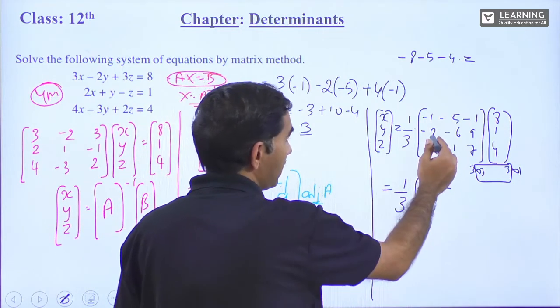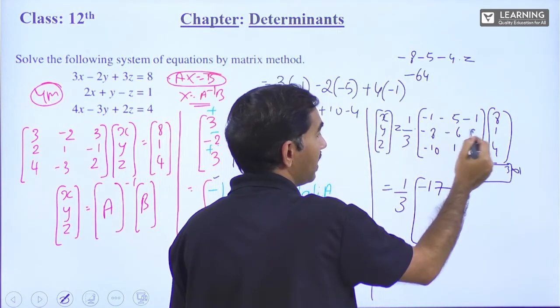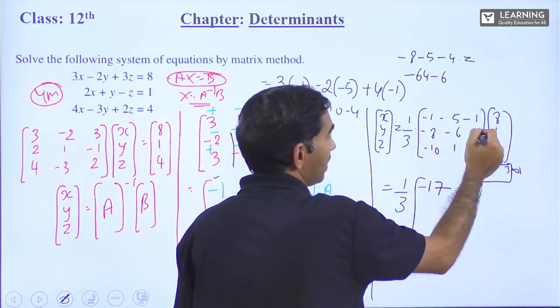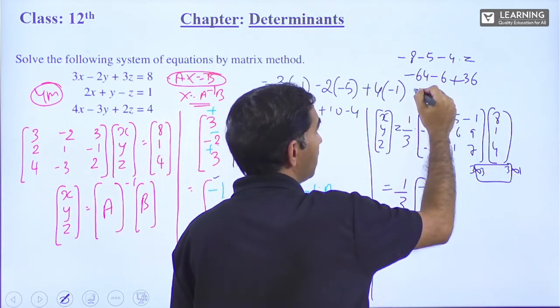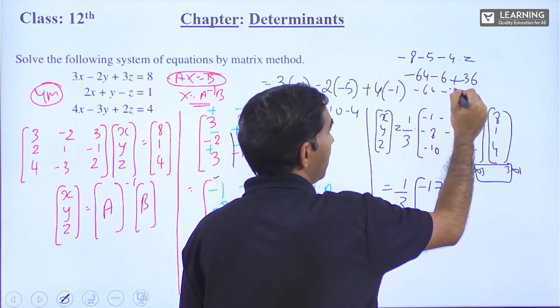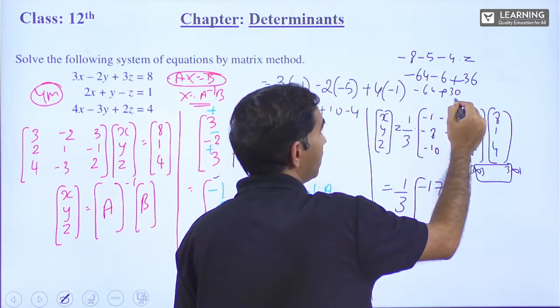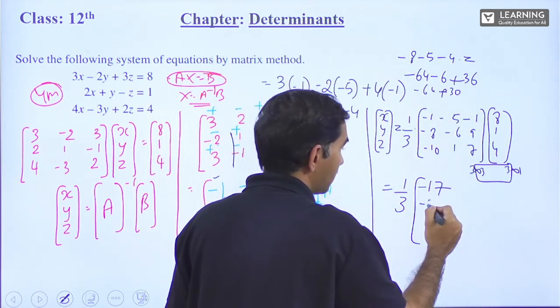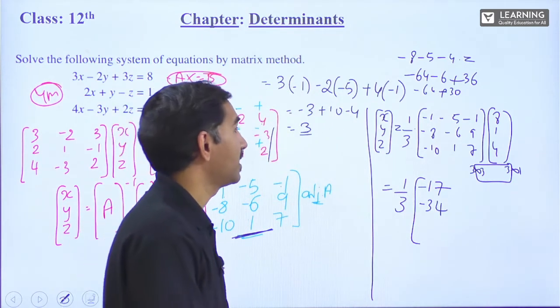Next. Minus 8 into 8 is minus 64. Minus 6 into 1 is minus 6. 9 into 4 is plus 36. So this is becoming minus 64 minus 6 plus 36, that is minus 64 plus 30. So this is becoming minus 34. Understood? Moving on to the next one.